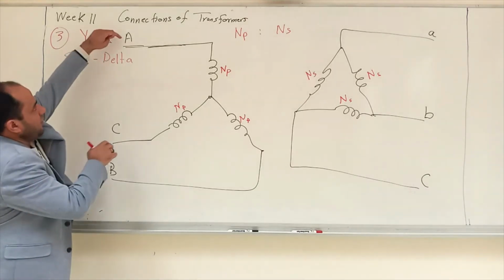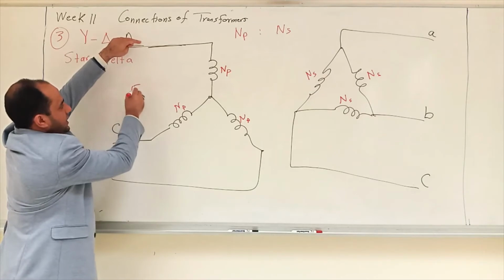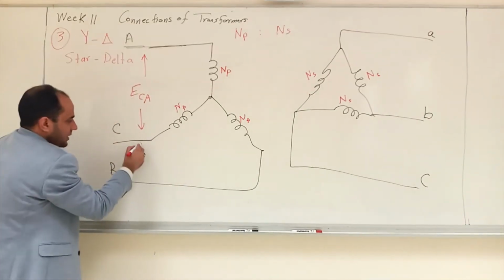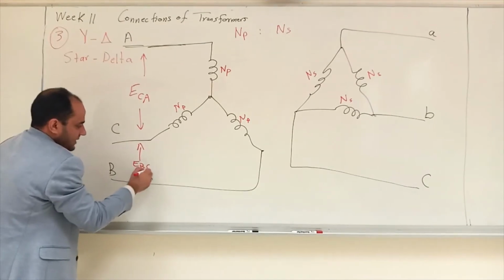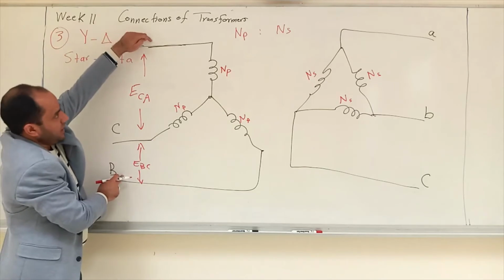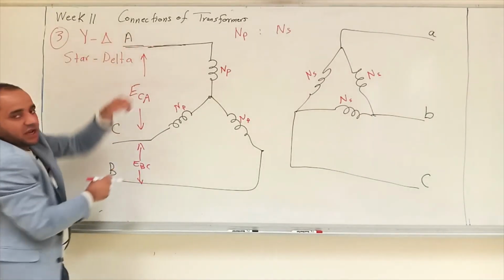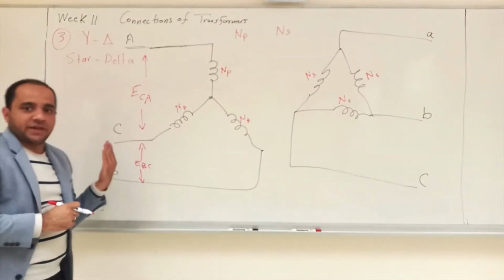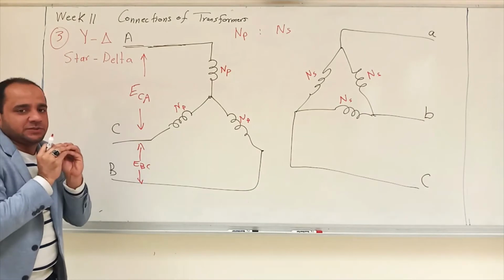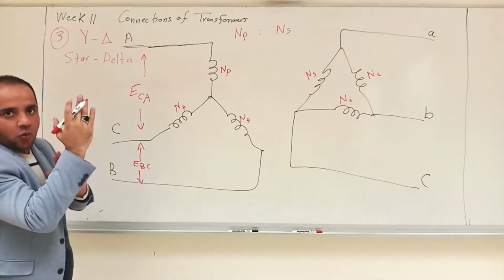The voltage from here to here again is line-to-line voltage. This voltage is ECA. The voltage here is EBC. And the voltage from A to B is EAB. All of these three are line voltages in the primary side. They have the same RMS values, exactly the same RMS values because it's a balanced system, but there is a phase shift of plus minus 120.